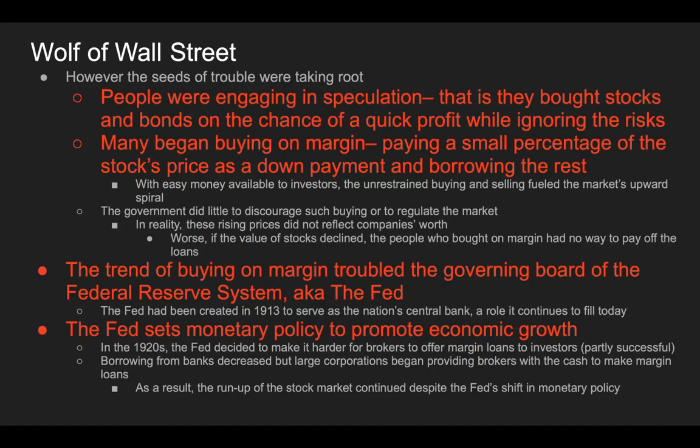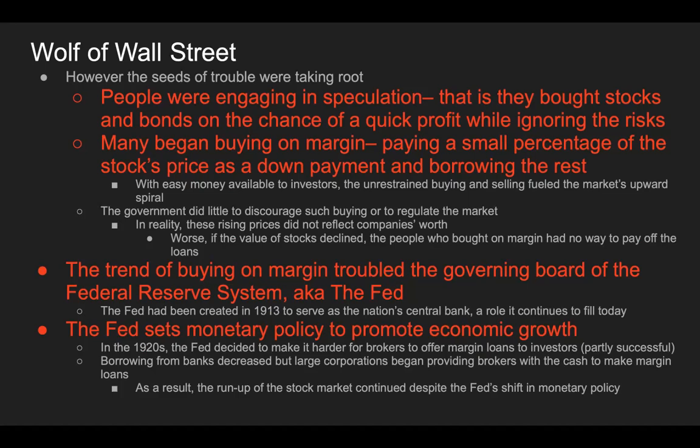So, if a company's doing well, you're making profit too. But if a company's not doing well, just because you think they're a cheap stock price to purchase, and then you want to sell it, not how it's going to work, my guy. Many people began buying on margin, which is paying a small percentage of stock prices as a down payment and borrowing the rest. So with easy money available to investors, the unrestrained buying and selling fueled the market's upward spiral.